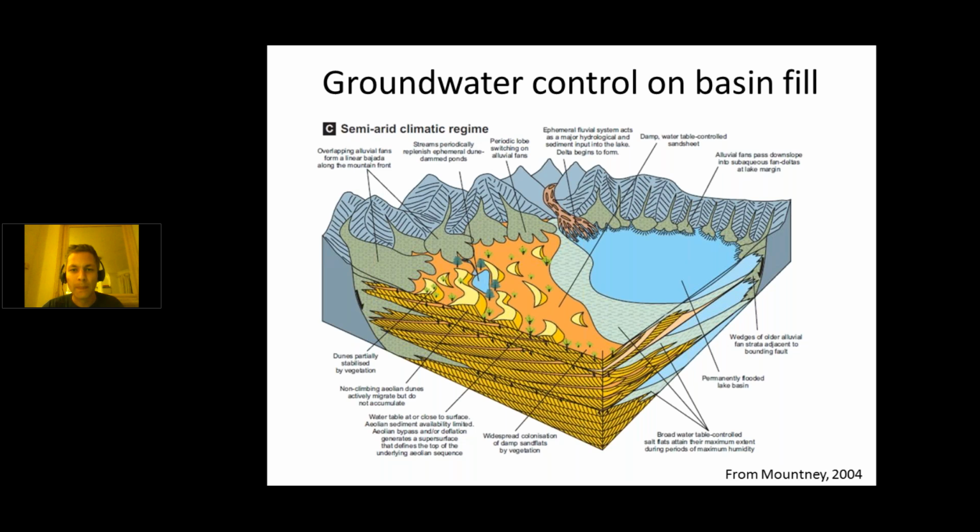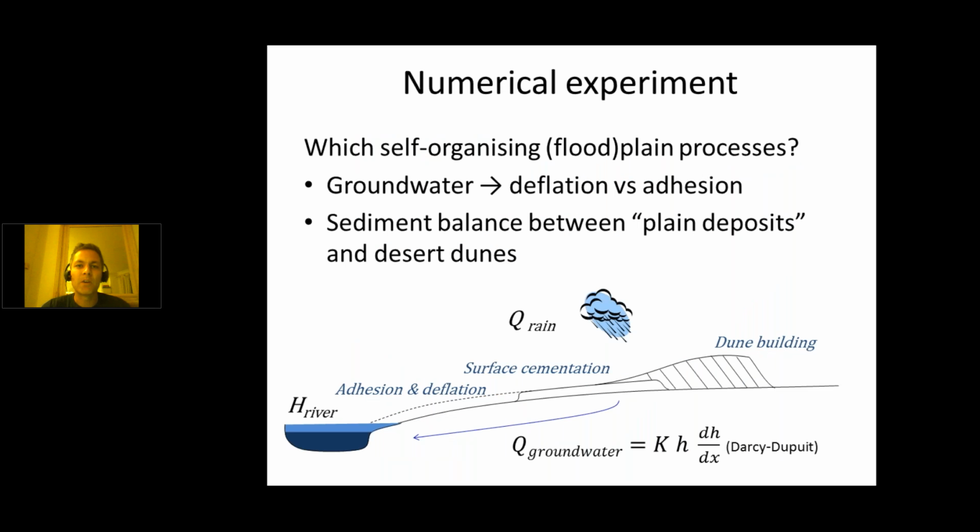basin deposition. We can do this also at a much smaller scale, thinking about the river as a base level and the floodplain as a sort of self-organizing plain, where the groundwater level determines whether or not you've got deflation or adhesion, and the sediment balance between deposition and adhesion onto this plane or release from this plane determines whether or not you can build desert dunes. So this comes back to earlier questions as to where do all the aeolian sediments go. We have potentially a solution right there.